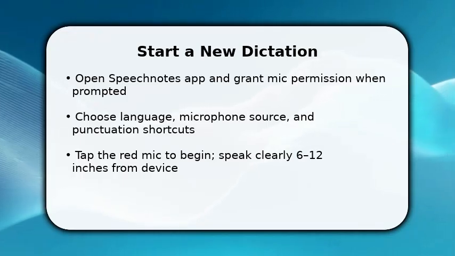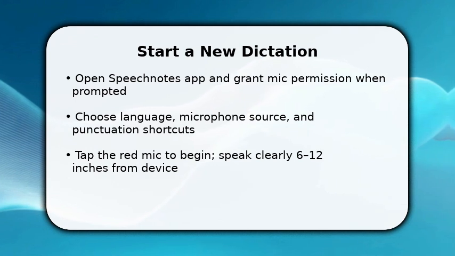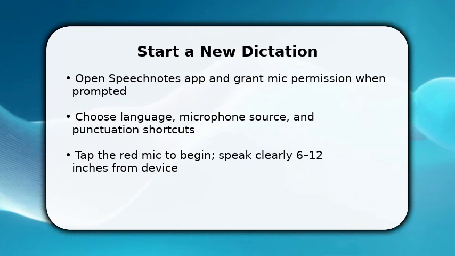You're opening Speechnotes and diving straight into dictation. Grant microphone access. Once done, pick your language and any punctuation shortcuts you want. Make sure background noise is low and position the mic 6 to 12 inches from your mouth.